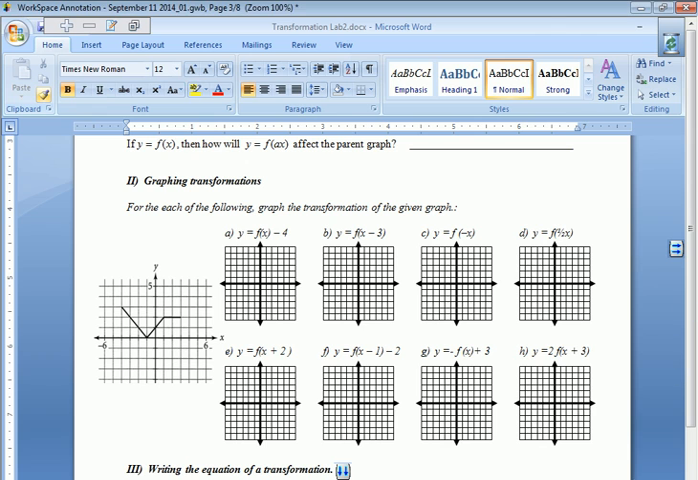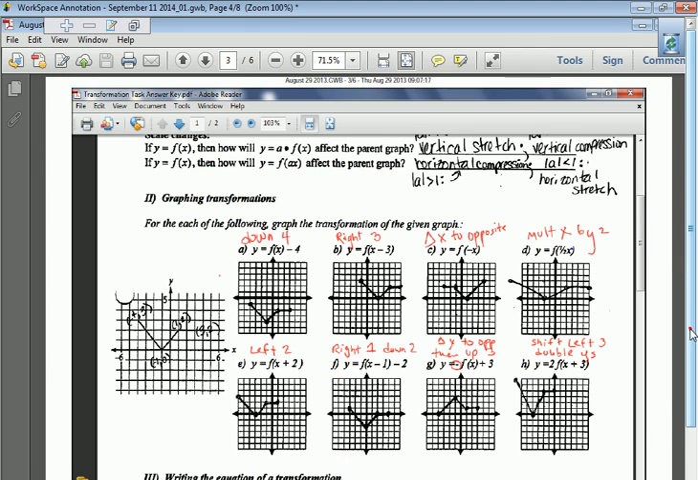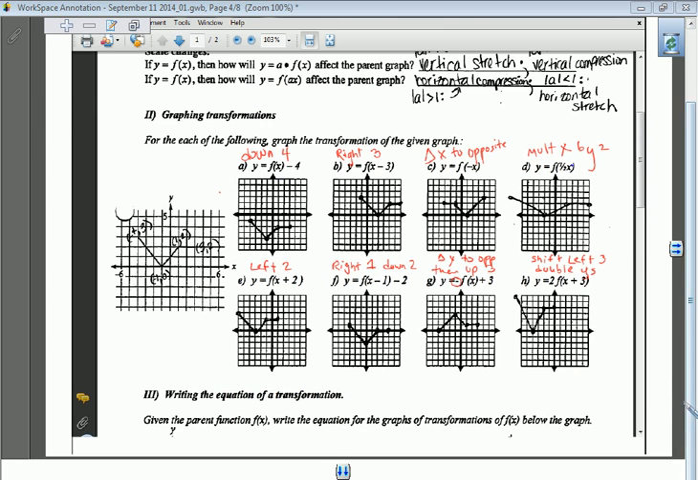All right, so let's take a look. There's the blank page. Here's the filled-in page of the graphs. So what does this do? Well, this -4 is going to take the whole function and shift it down 4 units. So we take our parent graph, look at these ordered pairs, and drop every single one of them down. Subtract 4 from the y for every one of them, and it lowers our function.